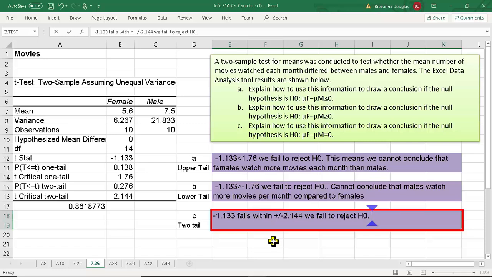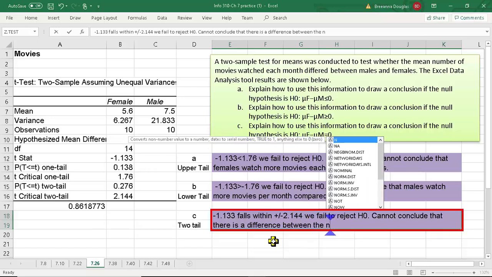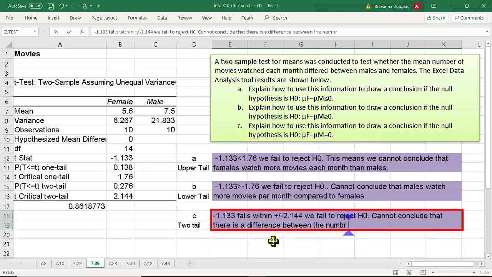This means we cannot conclude that there is a difference between the number of movies watched by males and females.